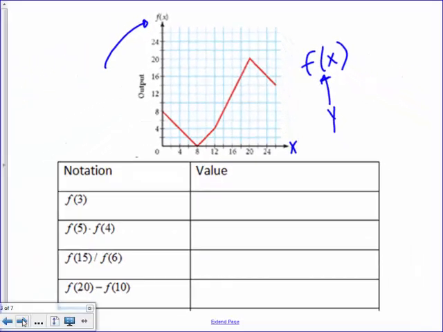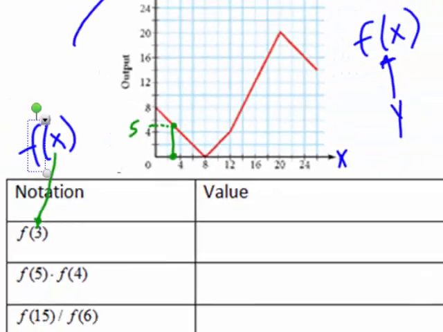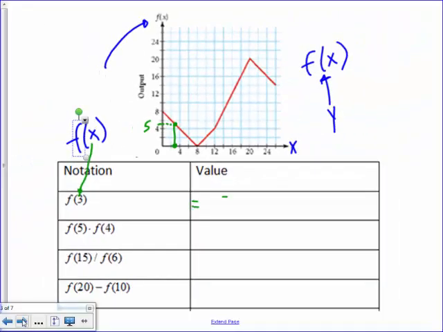So basically this first one, this f of 3, it's saying f of x. So when x is 3, what would we get for an output? What would the y be? What would the f of x be? So when x is 3, we find 3 on the x-axis, and we go straight up, and we notice it's right here, which would be which number? That would be 5. So this would equal 5, which is really the point 3, 5.